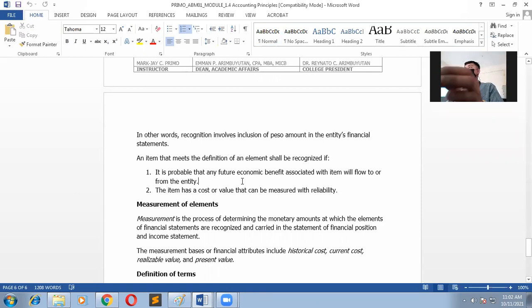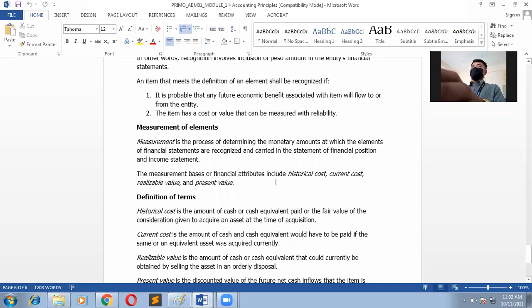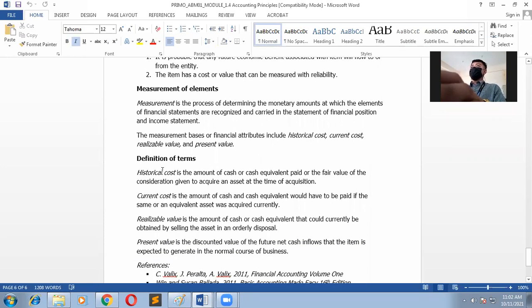Remember that we do have three components of accounting. First, it should be recognizable. Then second, it should be measurable. In measurement of elements, we do have historical cost. Ito po yung amount, kung ano talaga yung na-involve na amount dun sa nangyari. So for example, bumili ka ng sasakyan ng company, kung magkano yung sasakyan ng company, yun po ang historical cost.